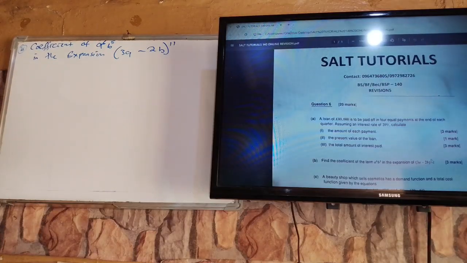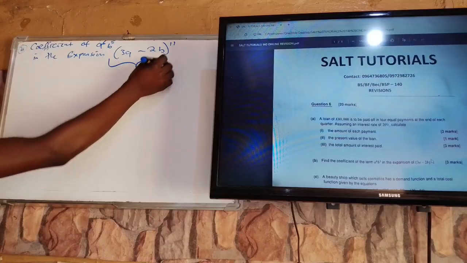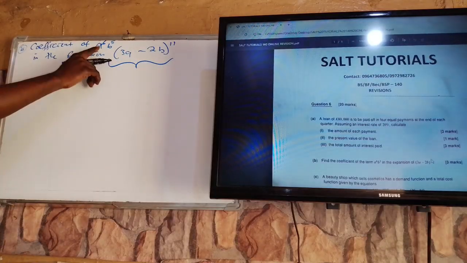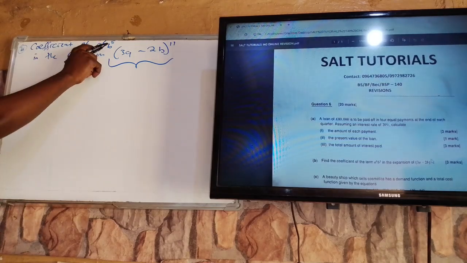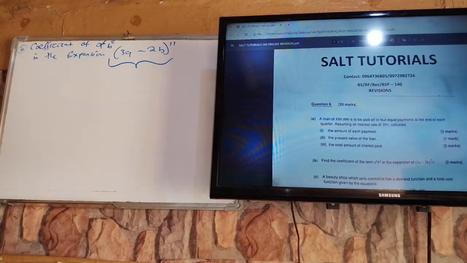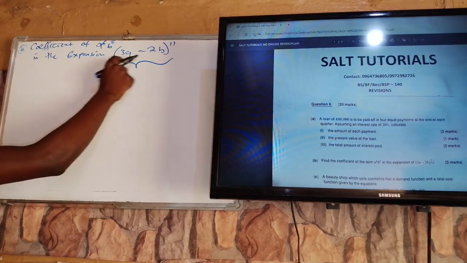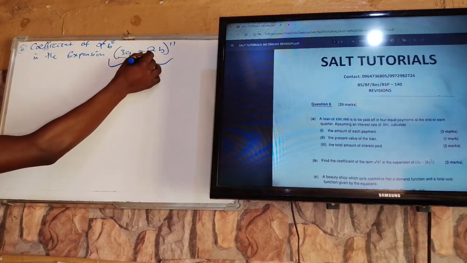Now the question says coefficient of a power 6 and b power 5. A and b are variables. So the first task is expanding this, and that is when you'll be able to see where a power 6 and b power 5 are. I'm sure we understand the binomial aspect. If you didn't understand the binomial theorem, go back to your lesson on it, where we said that in the expansion this is your first term and this is your second term.